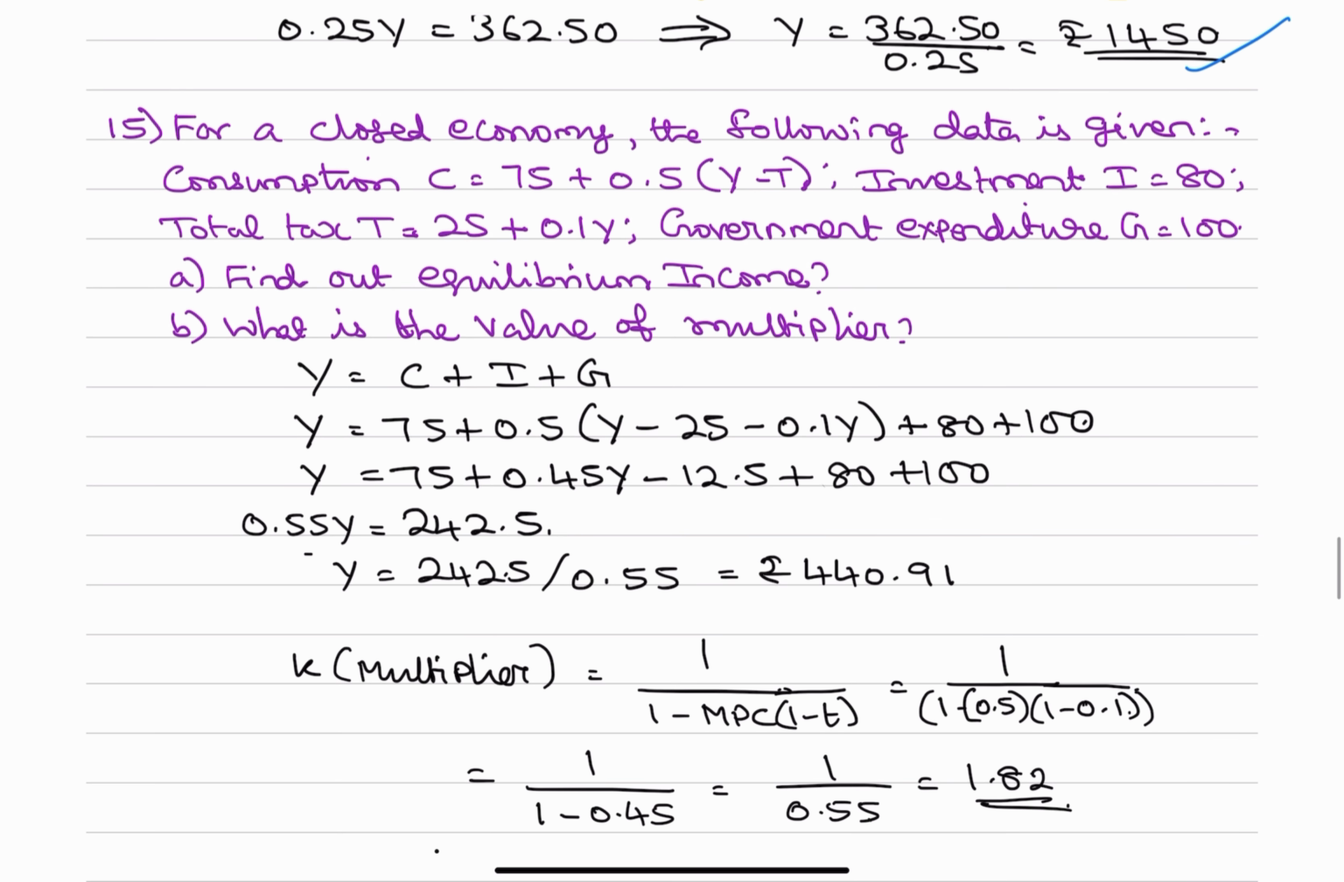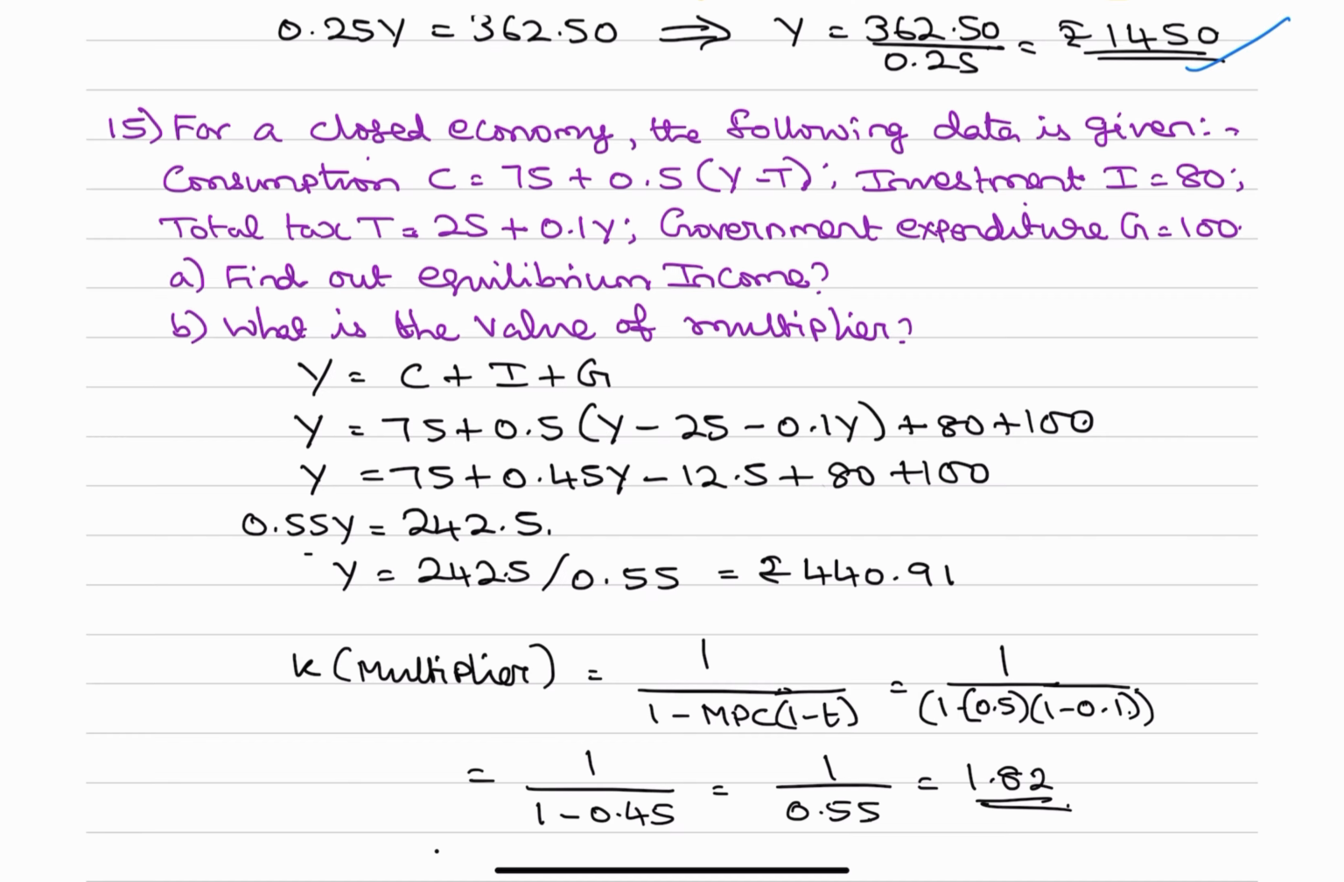15th one. For a closed economy, the following data is given. Consumption C is equal to 75 plus 0.5 Y minus T, that is YD. Investment I is equal to 80. Total tax T is given as a function, that is 25 plus 0.1 Y. Government expenditure G is equal to 100. Find out equilibrium income. What is the value of multiplier?